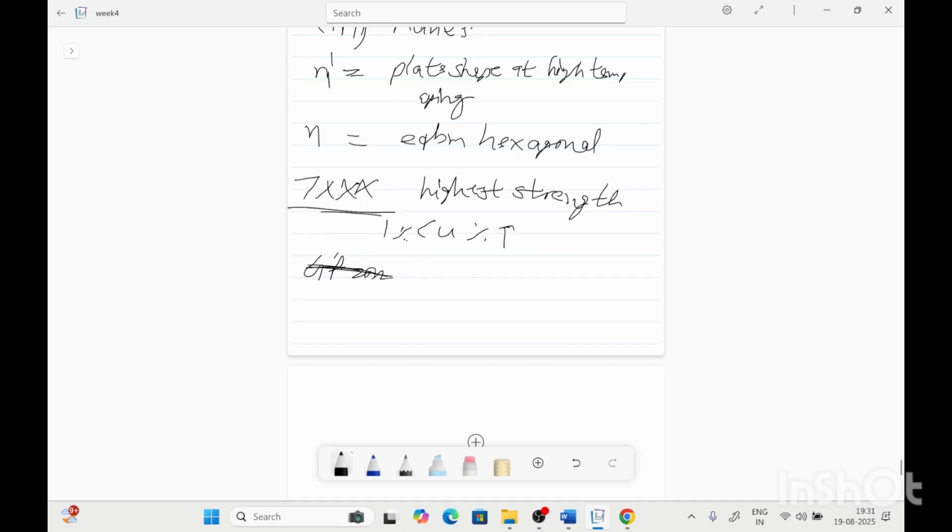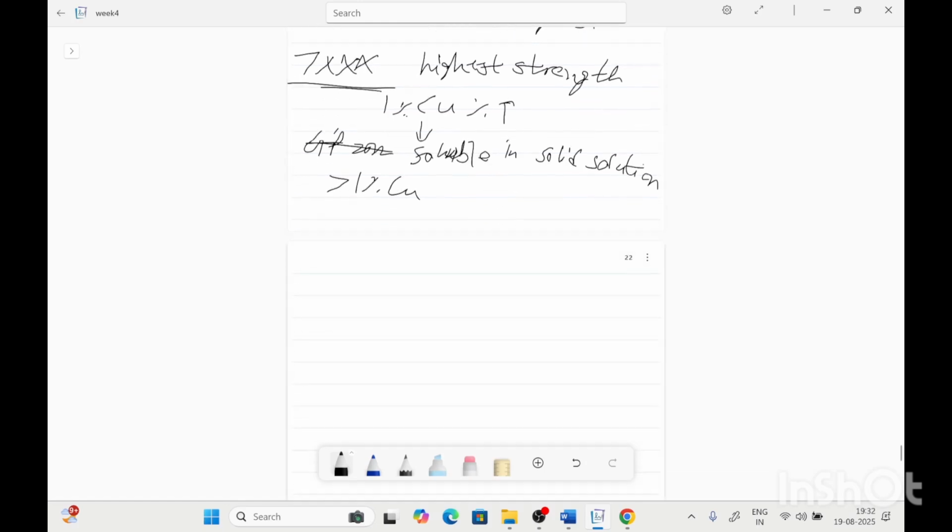No, up to 1% copper is soluble in the solid solution. So if we choose greater than 1% copper, after 1% solubility, the extra copper atoms will extract out with the zinc and magnesium atoms to form the GP zones and further precipitates.